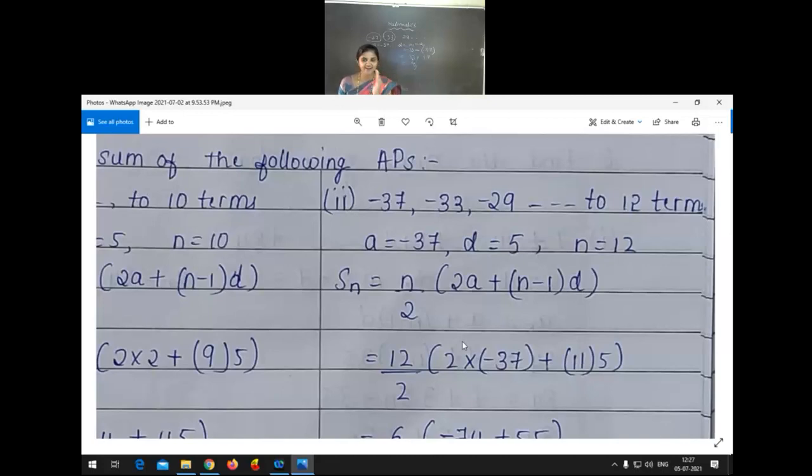Got the idea? Some of you are typing in the chat box, no problem Mataji. You are not seeing the problems properly. So that's why I took this problem actually.